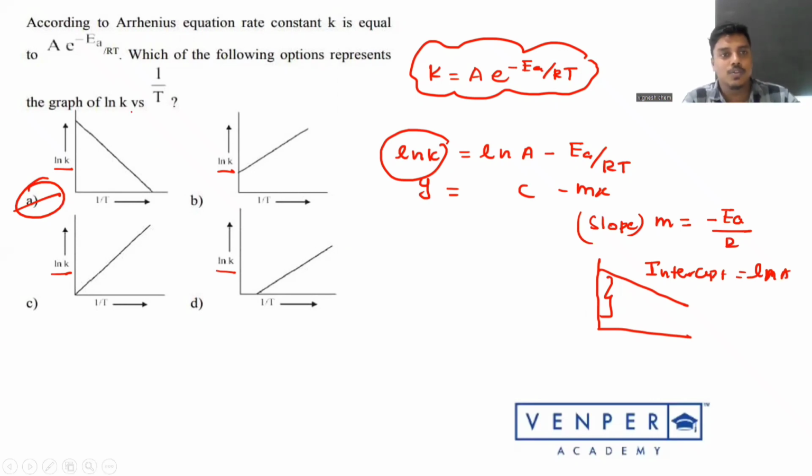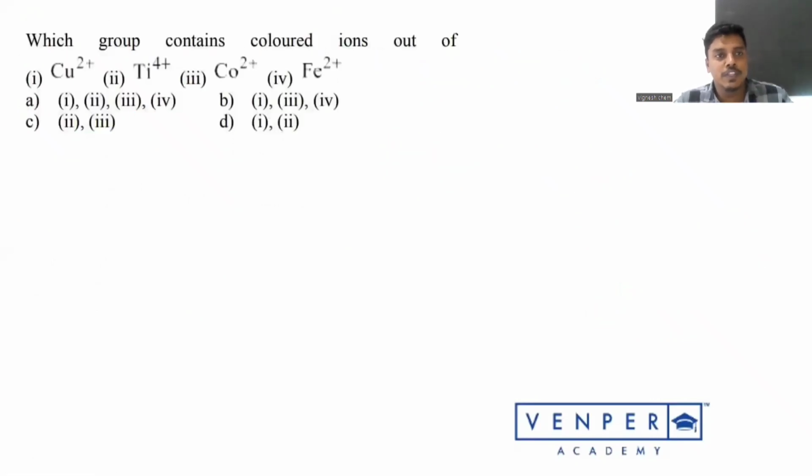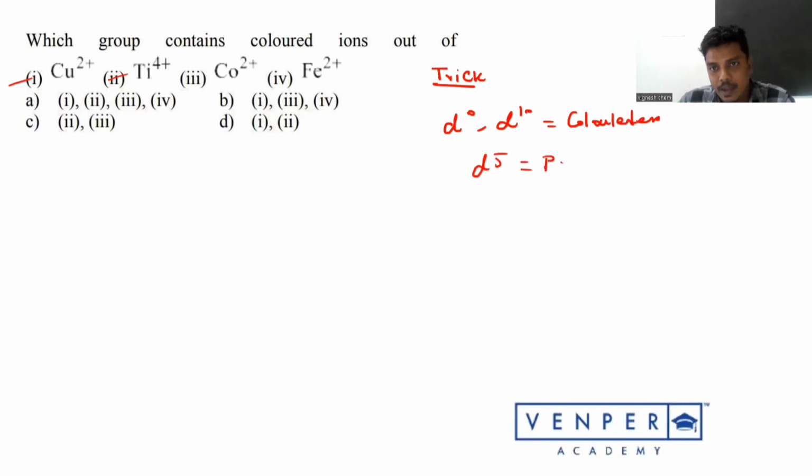Okay. Now go with the next question. They ask which group of cations is colored. Out of the elements, see, very simple formula trick. They are d block elements, right? Copper, d block, titanium, d block, all are d block elements. In the case of d0 and d10, it is colorless. Please note, d0 and d10 is colorless, and d5 is pale color, less intensity, pale color.